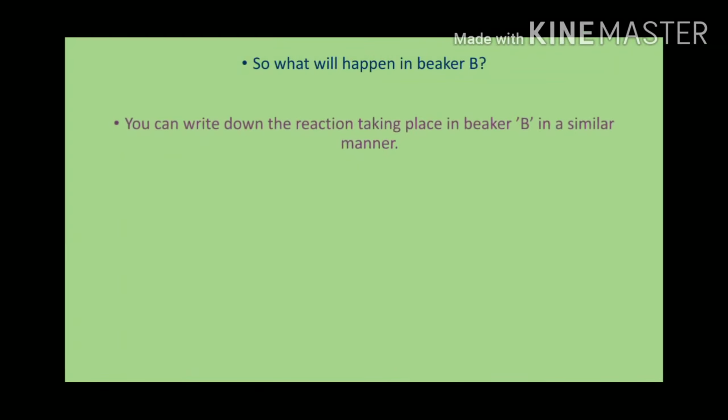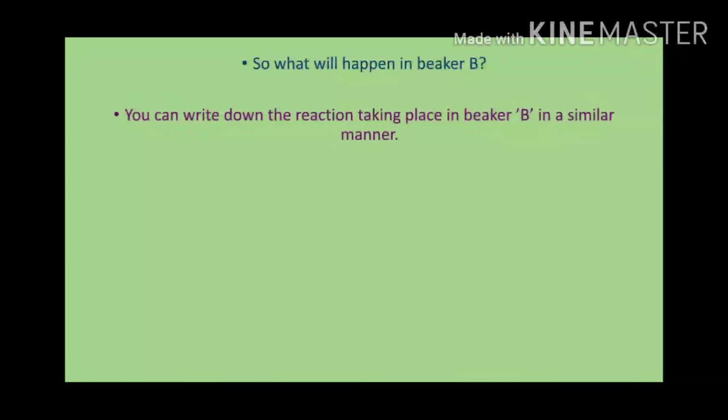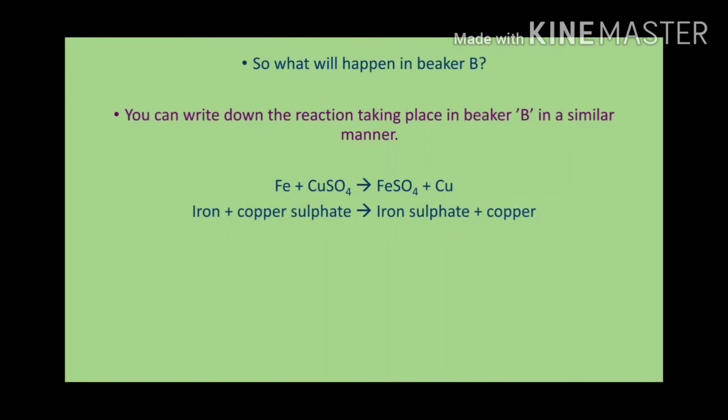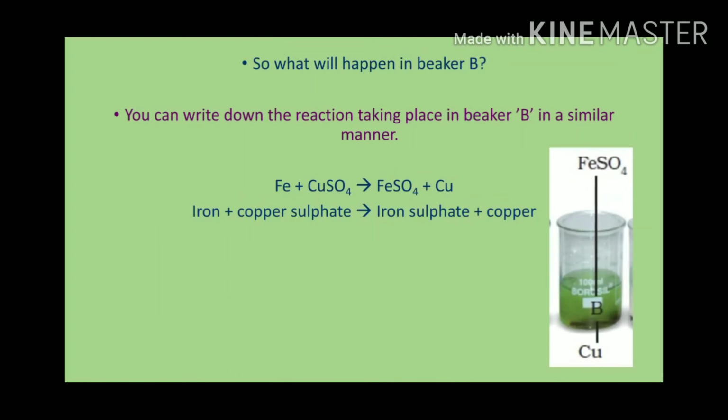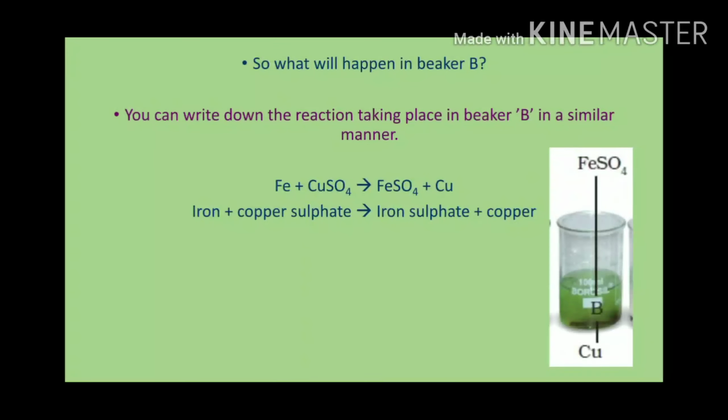So what will happen in beaker B? You can write down the reaction taking place in beaker B in a similar manner. The equation for the reaction is Fe plus CuSO4 gives FeSO4 plus Cu. And the word equation is iron plus copper sulfate gives iron sulfate plus copper.